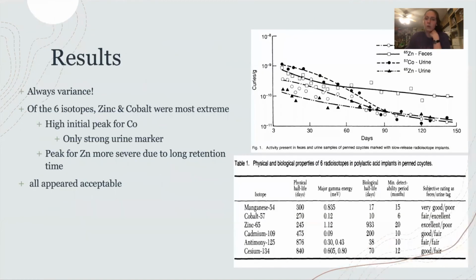The results, there's always variance. Of the 6 isotopes, zinc and cobalt were the most extreme. Initial high peak for cobalt in urine is the only strong urine marker of all 6. Peak for zinc was more severe due to long retention time, and ultimately zinc was decided as the ultimate radioisotope to use in terms of tracking feces. However, all appear to be acceptable.